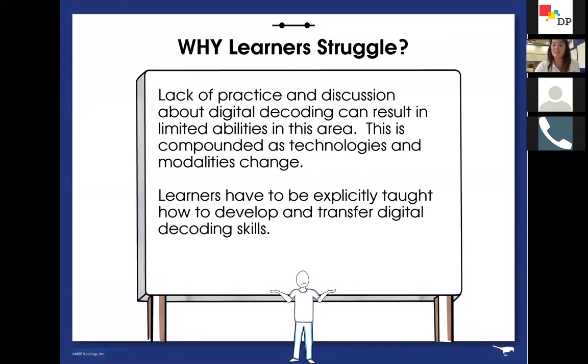Lack of practice and discussion about digital decoding can result in limited abilities in this area. And this is compounded as technologies and modalities are always changing, right? Like every time we turn around, there's a new technology or there's a new program to learn from. So in making these decoding skills visible so learners can say, oh, I know this is just like when I used that other program over there, they'll start to adopt more and more of these decoding skills. And then just like in reading, we won't have to talk about them anymore. But learners have to be explicitly taught how to develop and transfer these decoding skills.